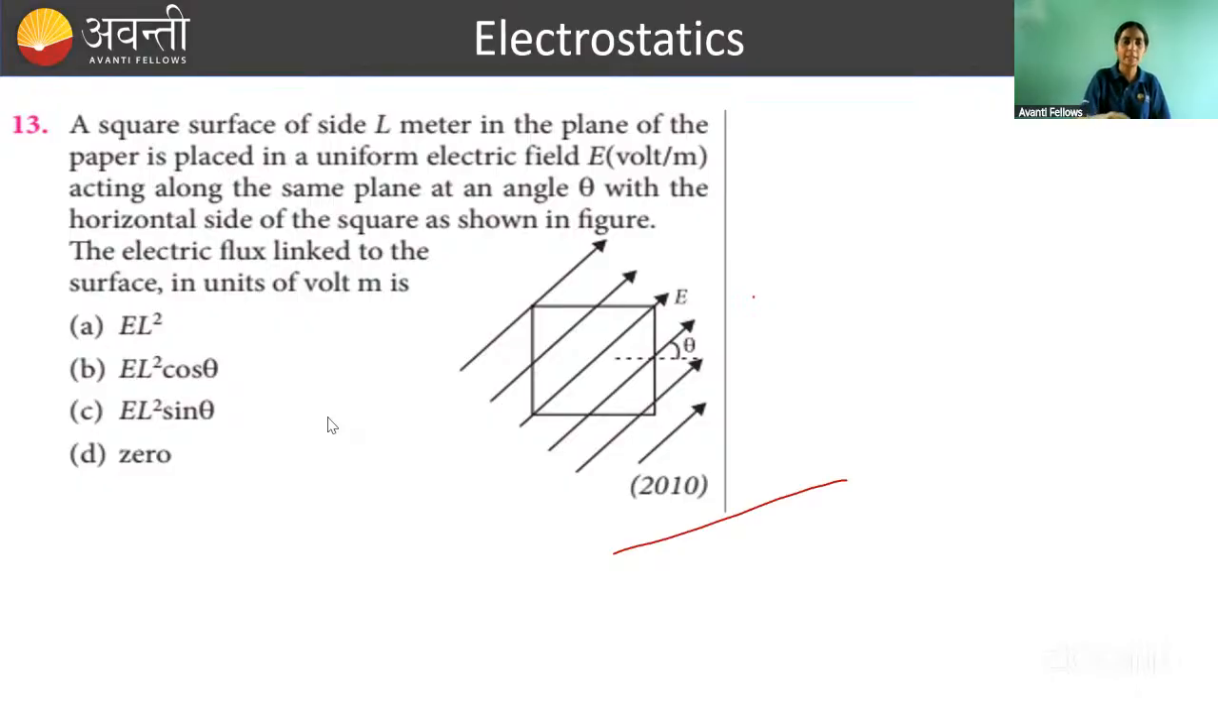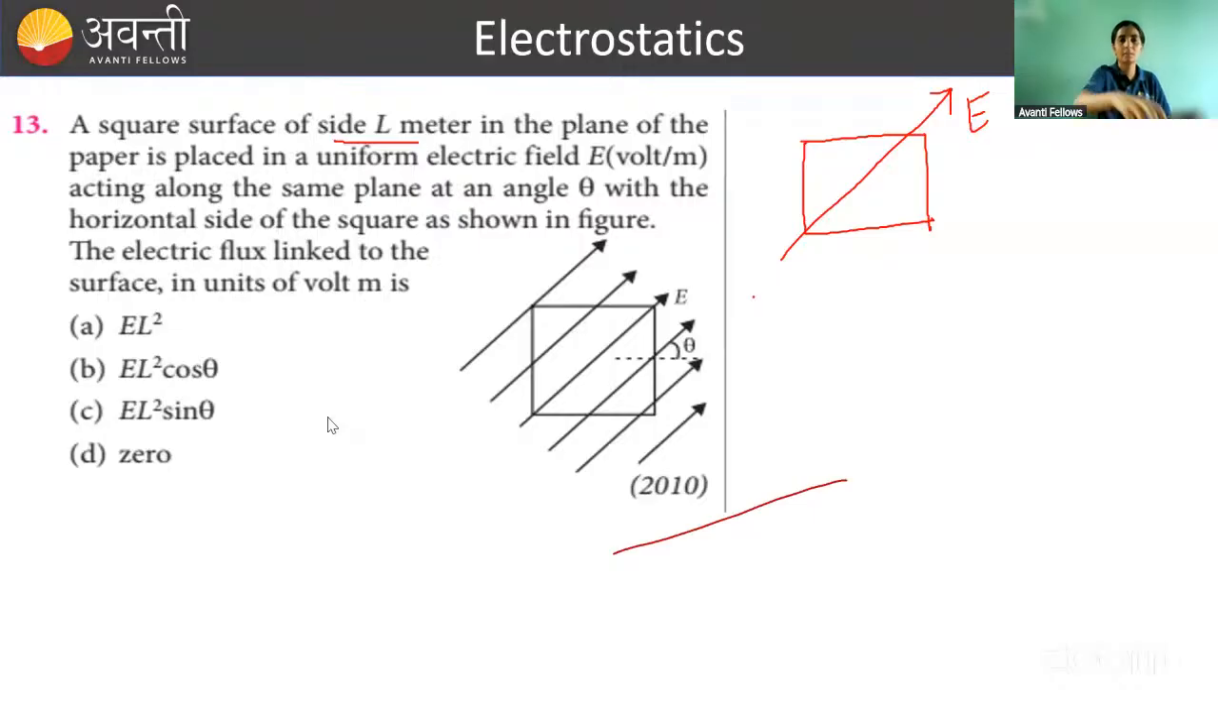देखो तुम लोग मिस्टेक क्या कर रहे हो. What is the question? क्वेश्चन को ध्यान से पढ़ो. Just don't look at the diagram. There is a square surface of side L meter in the plane of the paper as shown in the diagram, and there is a uniform electric field E acting along the same plane. So in the same plane electric field is there. जिस plane में तुम्हारा ये square surface है, in this same plane electric field is there. ठीक है. So question यहीं पे solve हो गया.